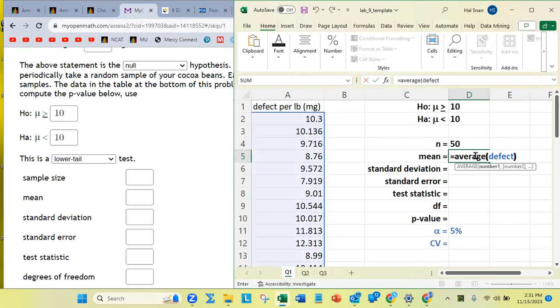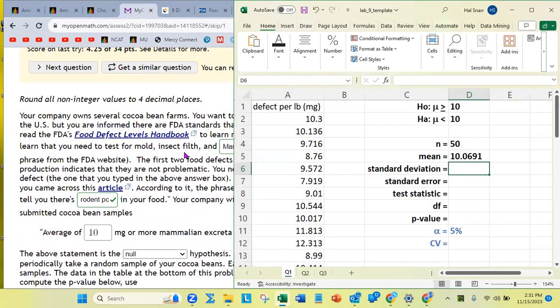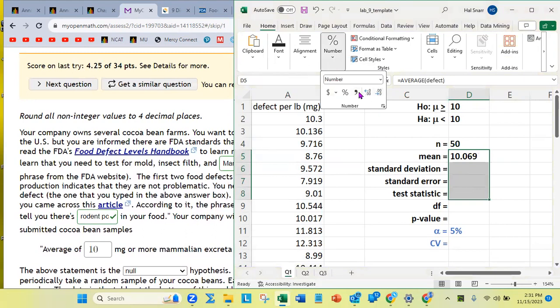The object name is defect. And my average is 10.0691. The decimal places should be 4. So these are 4 decimal places.